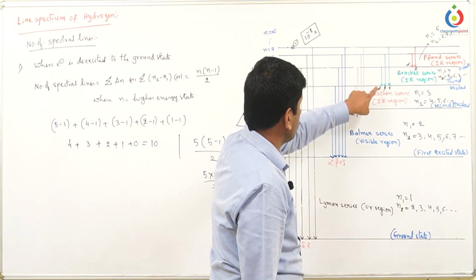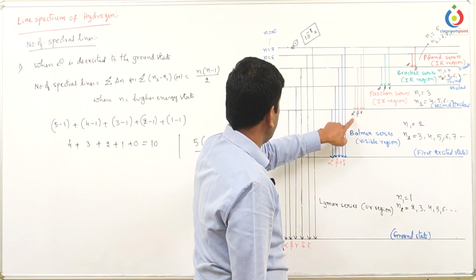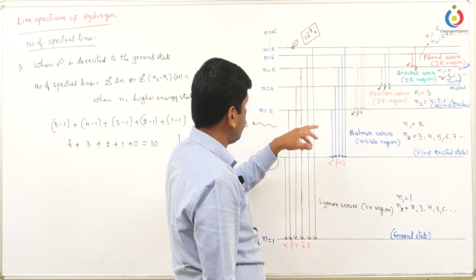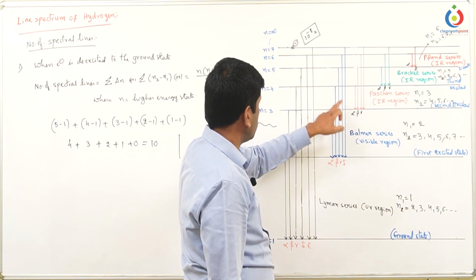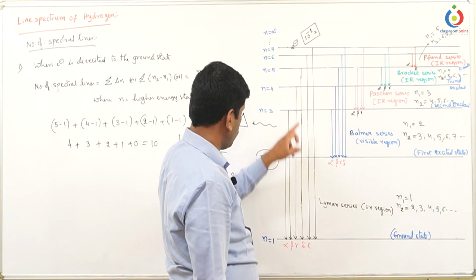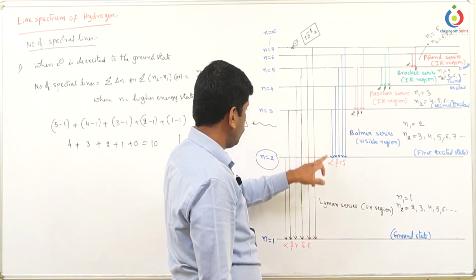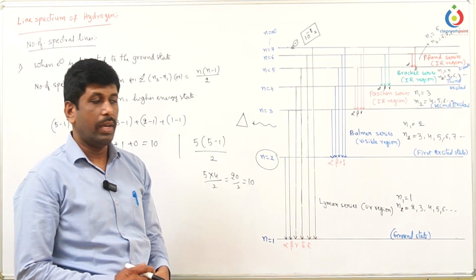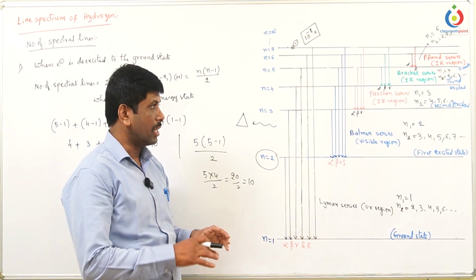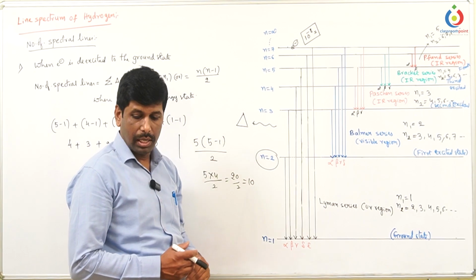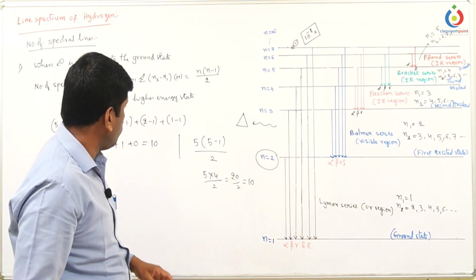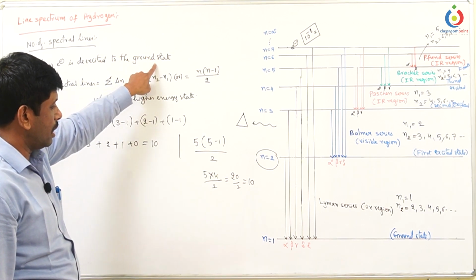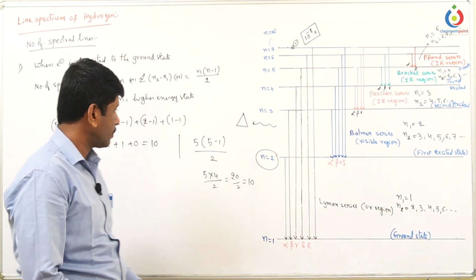So 5 to 4 is there, 5 to 3 is possible, 5 to 2 is possible, 5 to 1 is possible. Afterwards, see 4 to 3 is possible, 4 to 2 is possible, 4 to 1 is possible. Next, see 3 to 2 is possible, 3 to 1 is possible. Next, 2 to 1 is possible. So by adding all these values, we can get the 10 spectral lines. Means combining all these spectral lines, we can calculate like this. If you use the formula for this, this is applicable when the electron is directly excited to the ground state. It is coming to the Lyman series.